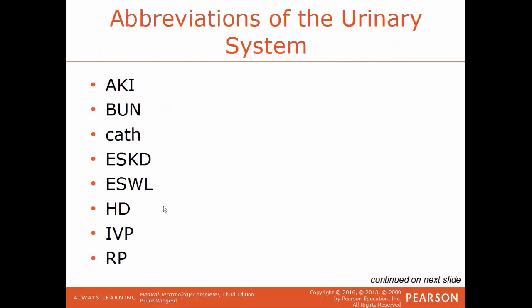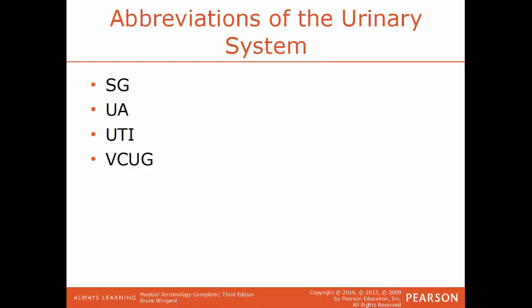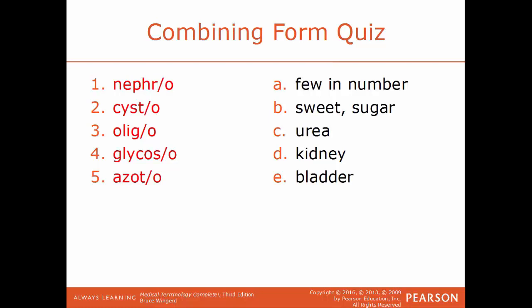Our first one, AKI, is acute kidney injury. BUN, blood urea nitrogen. CATH is abbreviation for catheter. ESKD, end-stage kidney disease. ESWL, extracorporeal shockwave lithotripsy. HD, hemodialysis. IVP, intravenous pyelogram. RP, retrograde pyelogram. SG, specific gravity. UA, urinalysis. UTI, urinary tract infection. And VCUG, voiding cystourethrogram. Alright, we'll end our chapter with our combining form quiz.